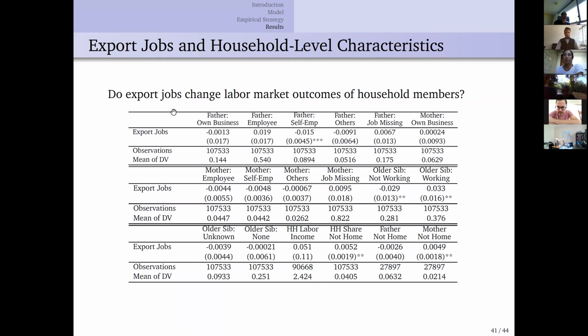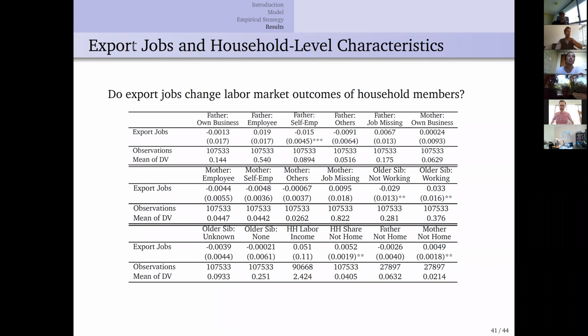And you can see that there are some differences. In areas where there are lots of export jobs, fathers are less likely to be self-employed. It seems like that's purely coming from an increase in employees, just because that's the only other positive coefficient other than missing. It's not significant, but it seems to be the shift that's going on. Older siblings are more likely to be working in places with exporting jobs. This is not what I was expecting, I expected it to go in the other direction, but I could see it going both ways. It seems like in areas with exporting jobs, you're more likely to have people who are not living at home, so maybe they've temporarily migrated.